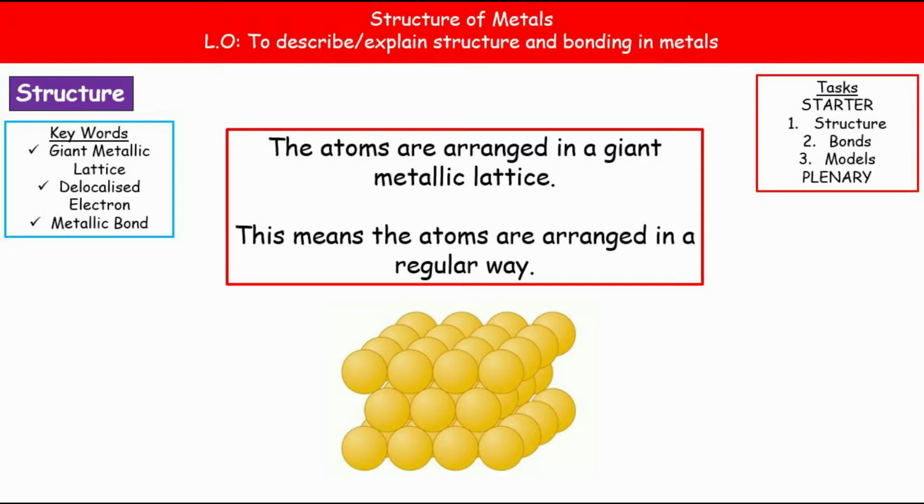We could actually go a little bit further here, and we can describe the atoms as being arranged in a giant metallic lattice. So giant because there's many of the atoms joined together, and a lattice because they're arranged in a regular way. So make sure you've got those two sentences written down, and if you want to do a sketch of the picture at the bottom, by all means do so.